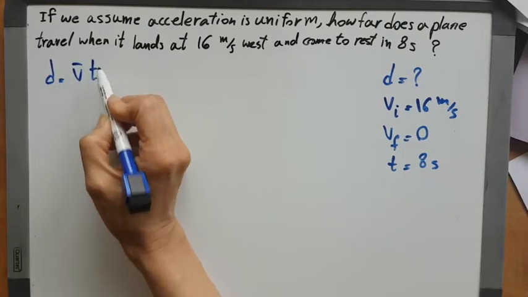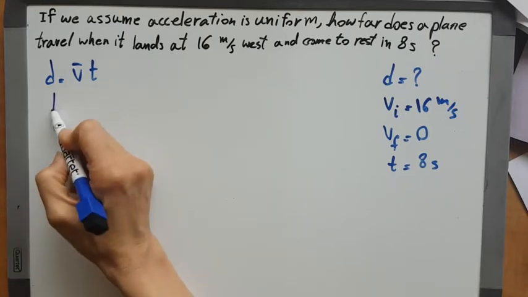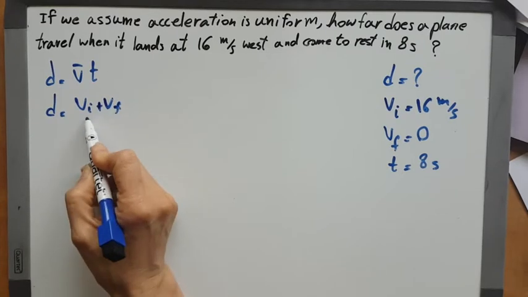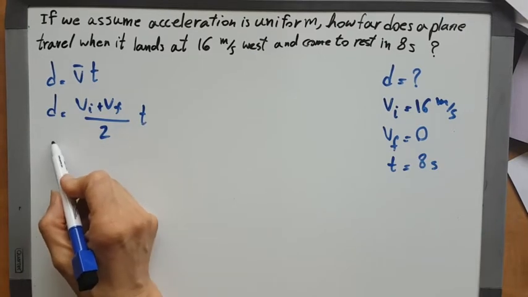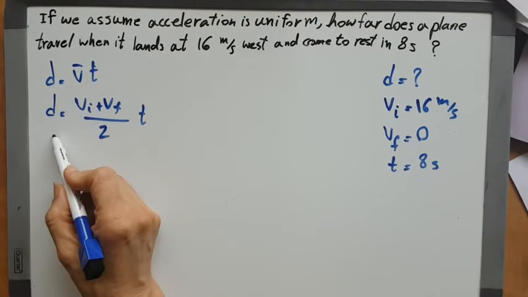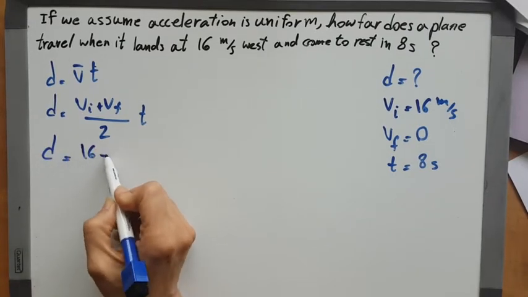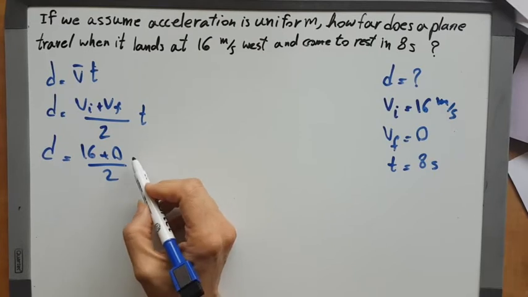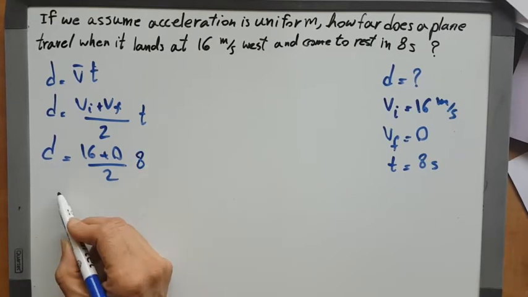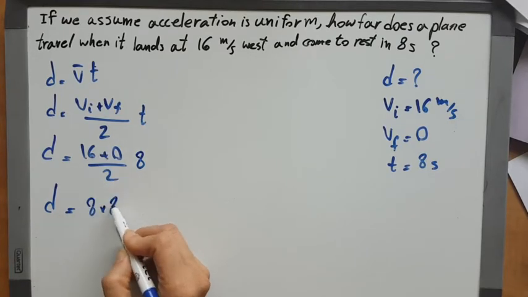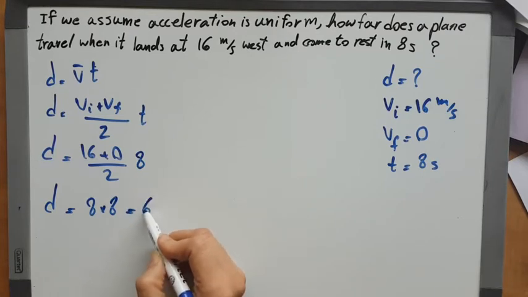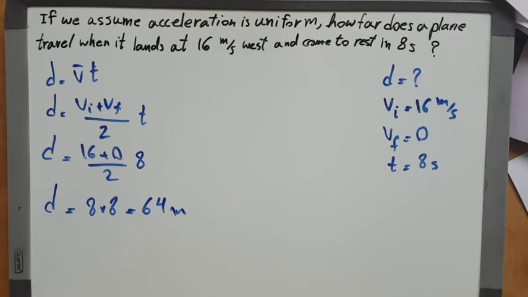Maybe you remember d equals v average times t, and we know that v average is vi plus vf over 2, multiplied by t. The t is already here, so I will just substitute: 16 plus 0 over 2 times 8, and this would be 8 times 8, which is 64 meters.